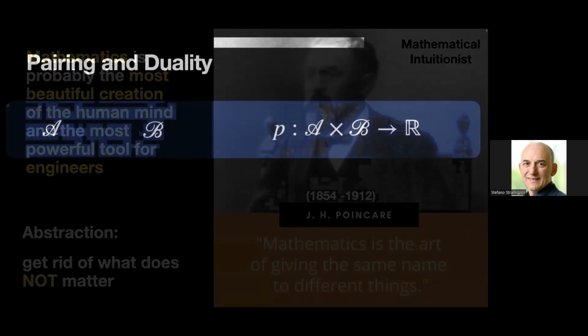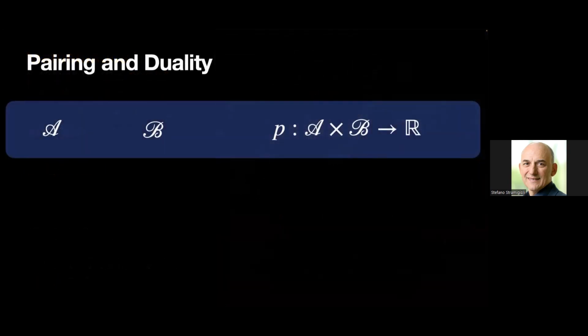When you want to talk about power transfers, interconnection and modeling, you need to talk about pairing. What is a pairing? Well, you have two sets, and a pairing is basically a function that takes elements of these two sets and returns a real number, in this case. Of course, it can be generalized.